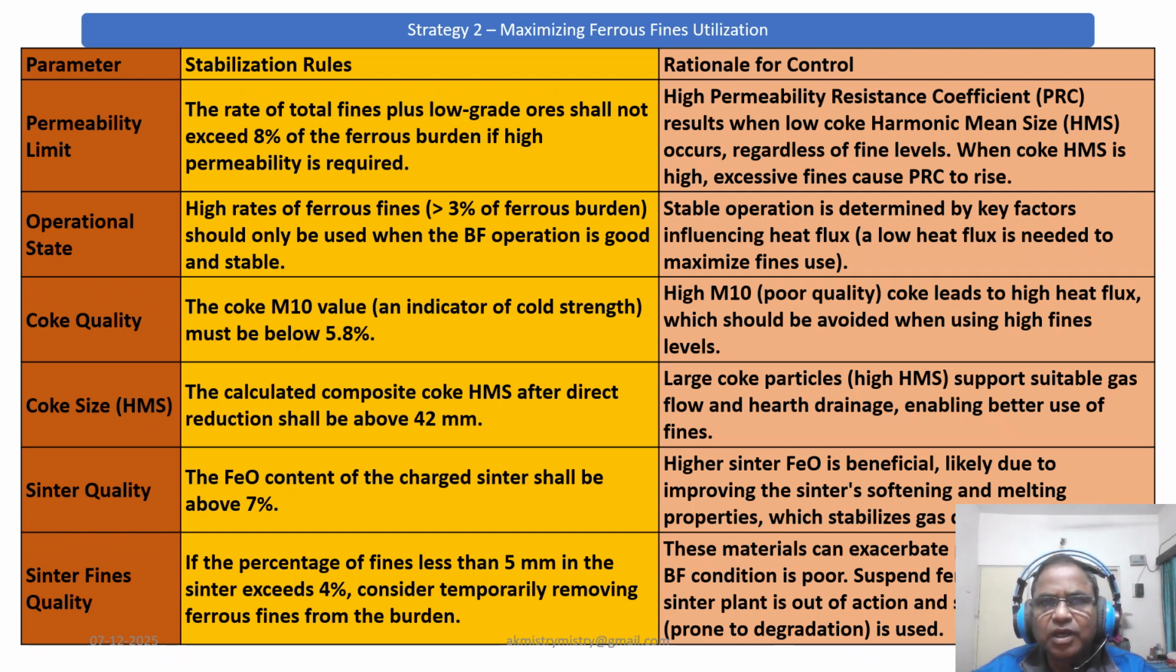Large coke pieces or particles, we can say high HMS, support suitable gas flow and hearth drainage, enabling better use of fines. Regarding sinter quality, the FeO content of the charged sinter shall be above 7.5%. Higher sinter FeO is beneficial, likely because it improves the sinter softening and melting properties, stabilizing gas distribution. For sinter fines quality, if the percentage of fines less than 5 millimeters in the center exceeds 4%, operators should consider temporarily removing ferrous fines from the burden.